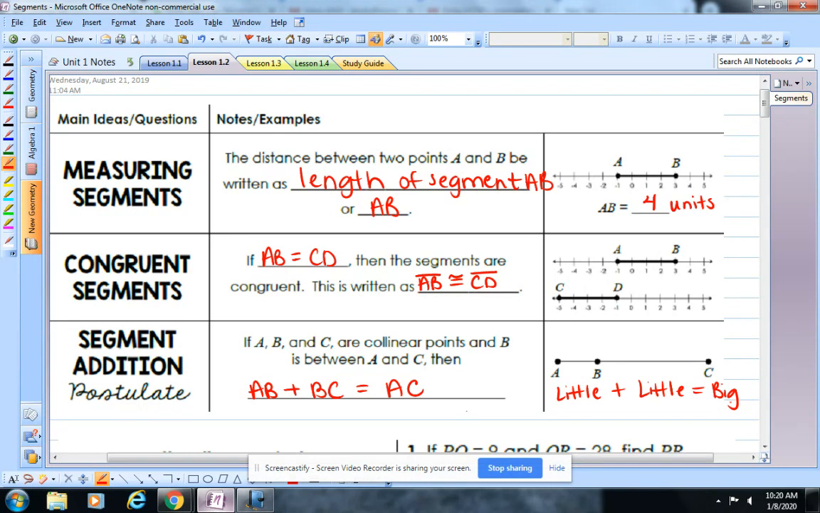Now, these 2 segments do not have to be congruent. Sometimes they are. If B is the midpoint or the center of that line, the 2 segments would be congruent, but they don't have to be. These are not. This does not look like it's congruent, does it? It looks like AB is smaller than BC, right? So sometimes they'll be congruent segments, and sometimes they will be different lengths. But the segment addition postulate says the 2 smaller segments add together to equal the length of the larger segment. All right? Little plus little equals big.